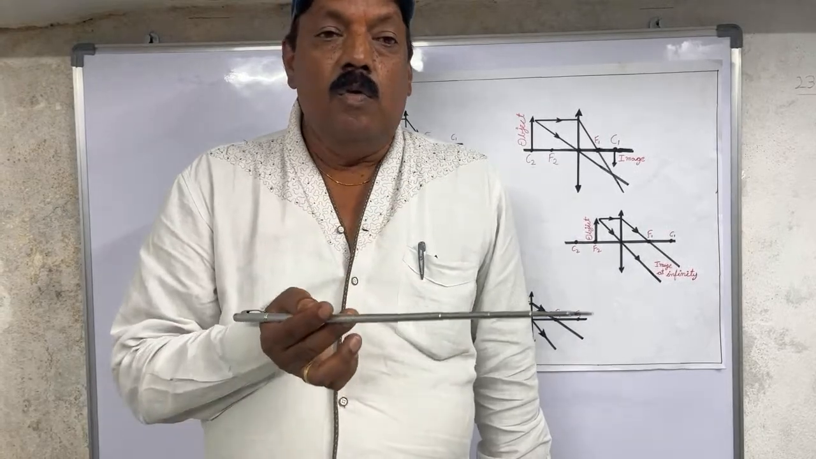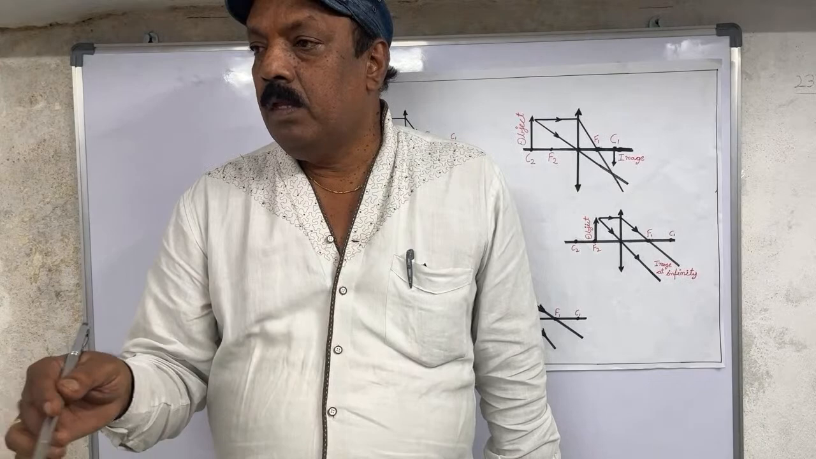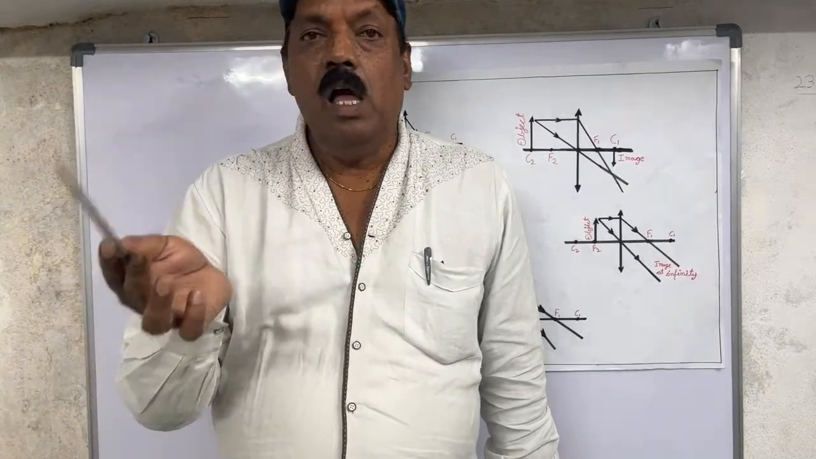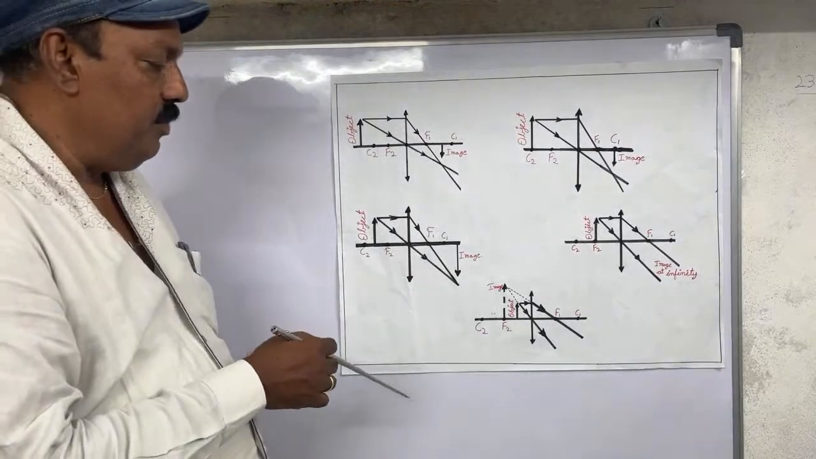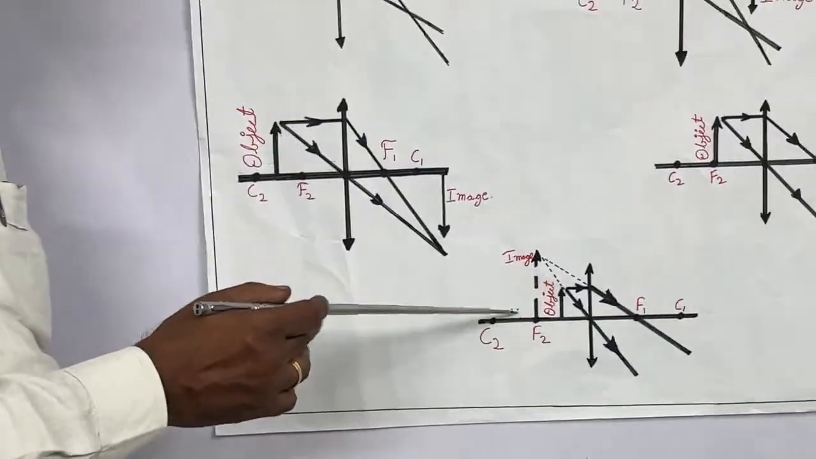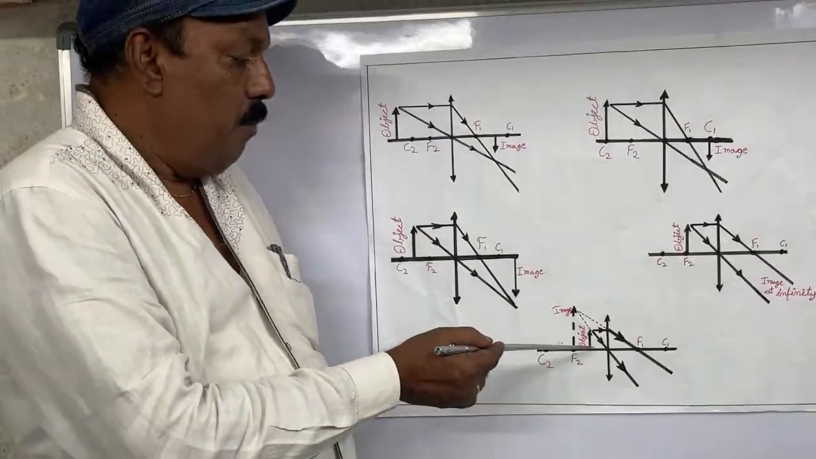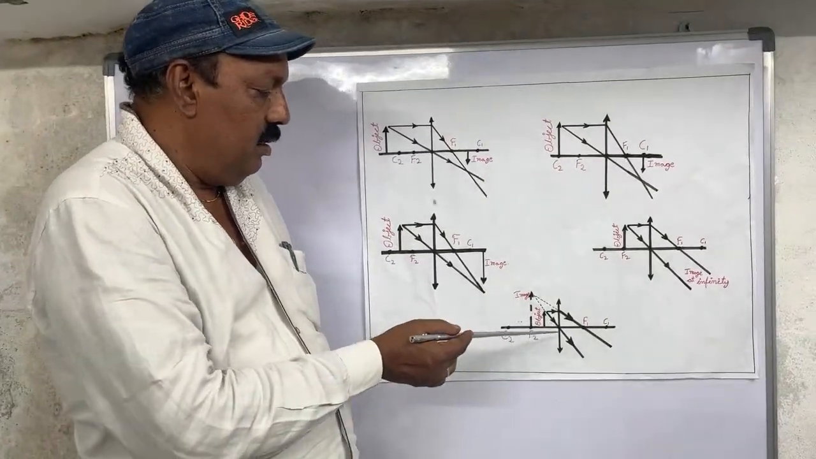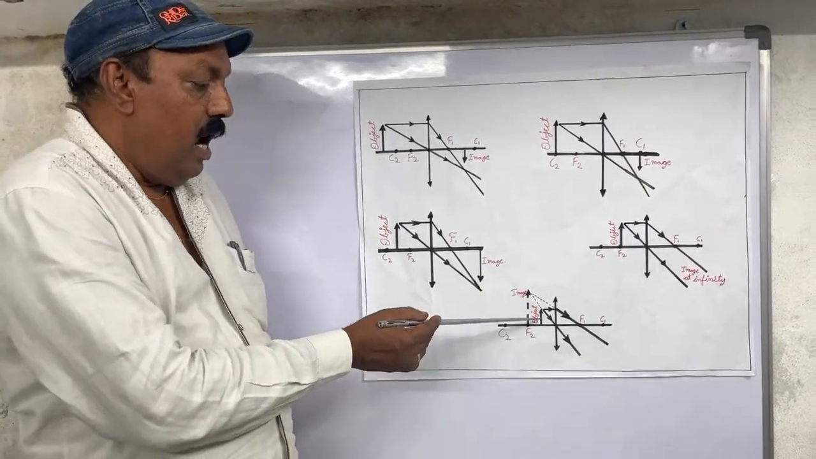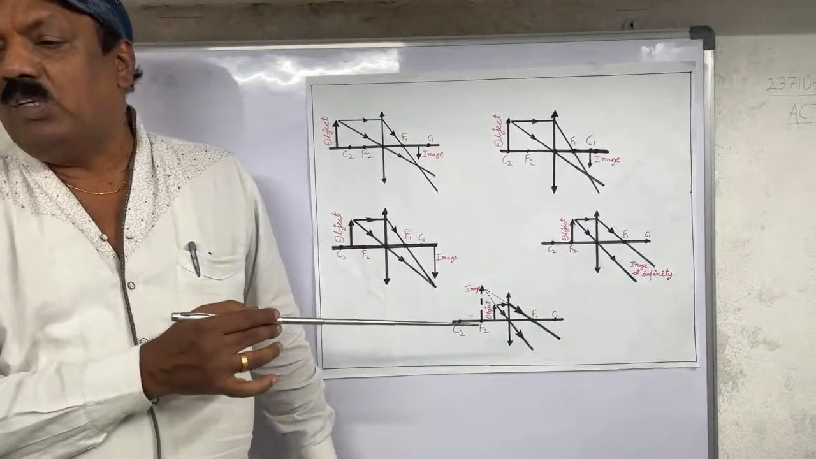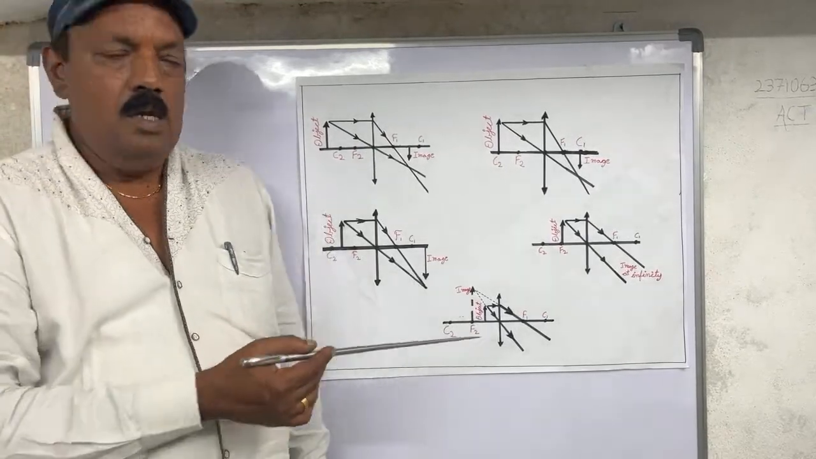And when will you get the infinity image? When you are keeping the object at F. And now comes ray diagram number 5. If you are keeping the object between P and F, that means between the optic center and the focal point, the object is very close to the optic center.